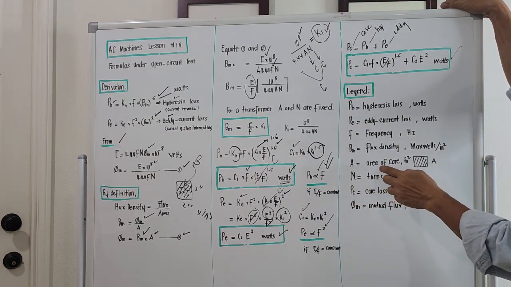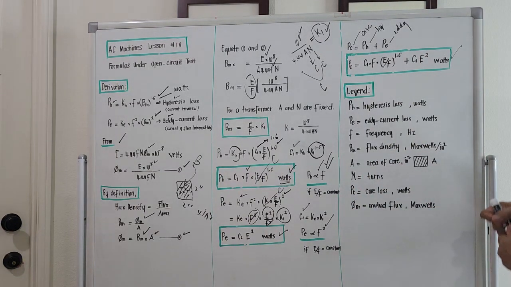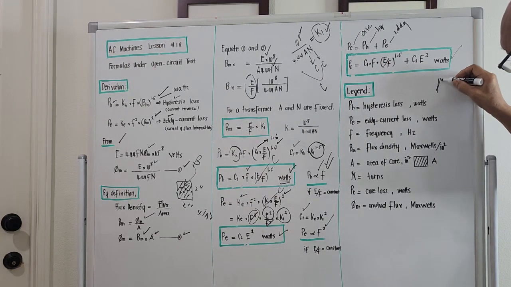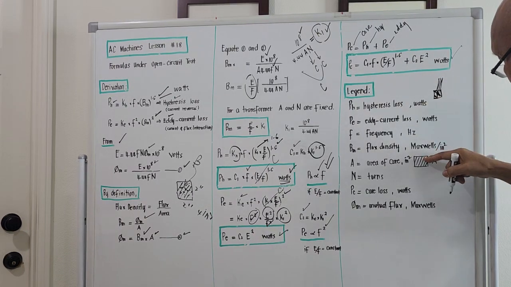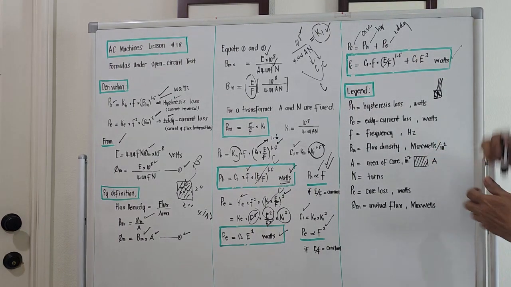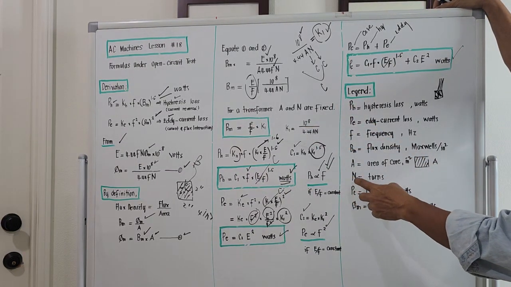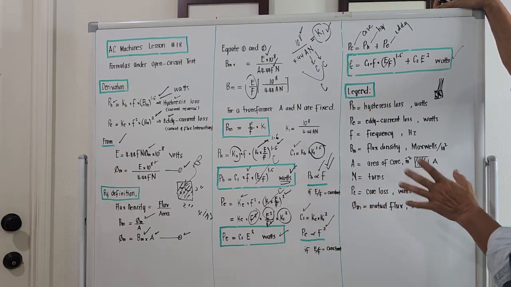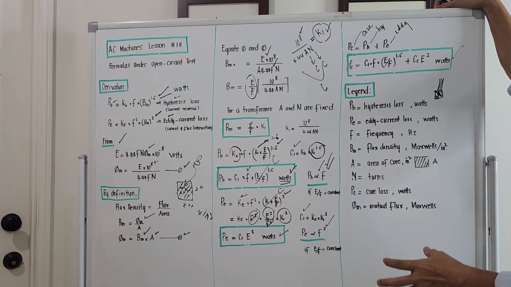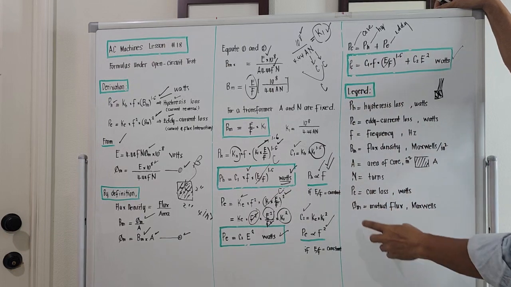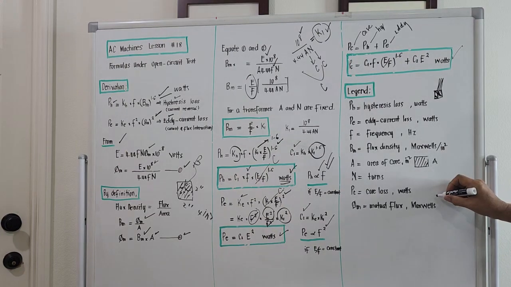Capital letter A is actually the area or cross-section of the core in which the windings are borne. There are laminations like this, but if you try to cut it, there is a cross-section, and that cross-section is this one. Capital letter N represents the total number of turns, and capital letter P with the subscript C is the total core loss. It is the losses due to the core of the transformer, which is the hysteresis and eddy current. And phi sub M is actually the mutual flux, and the unit is Maxwells.